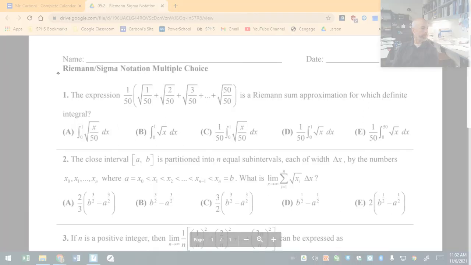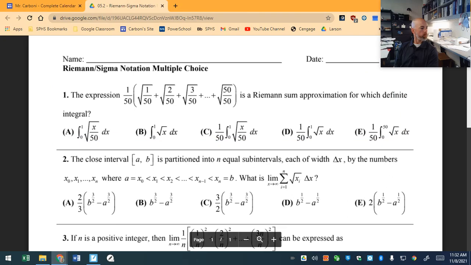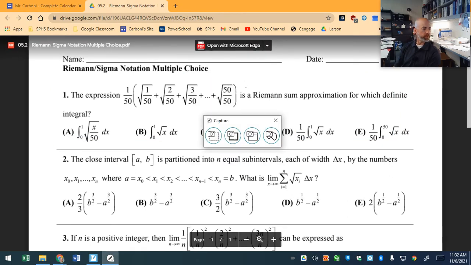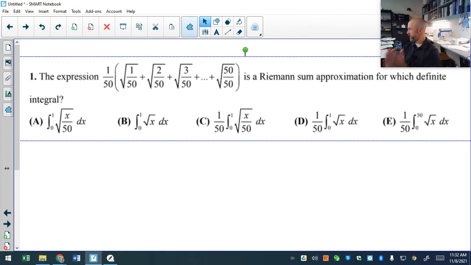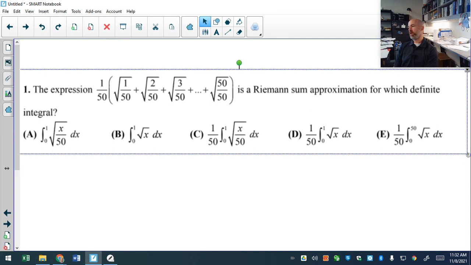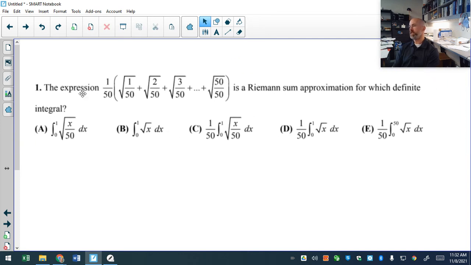So let's look at number 1. You'll notice on this one, they didn't put it in sigma notation, but they just expanded it out. And we are trying to figure out which of these definite integrals is being addressed with this Riemann sum setup. So I'm looking at this, and the first thing I notice is that I'm adding up a whole bunch of stuff here, but I have this 1/50 on the outside. What do you think that 1/50 is representing? That's your change in x.